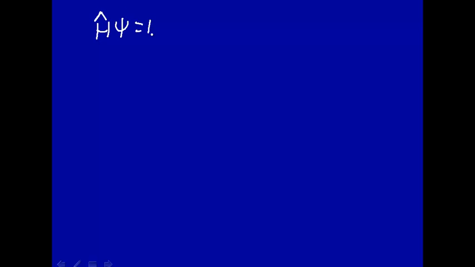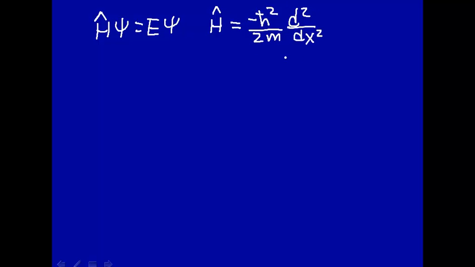Hψ = Eψ. That's the Schrodinger equation. We want total energy, so we want the total energy operator. As we said, classically the total energy was just the kinetic energy. We transformed that into an operator: minus h bar squared over 2m times the second derivative with respect to x. That's the operator for kinetic energy, and that's the only energy we'll have, because in the particle in the box the potential we set equal to 0, and it's a constant, doesn't vary with x.